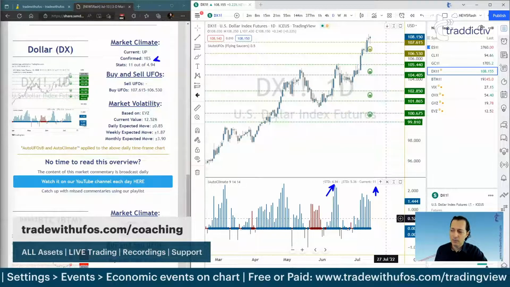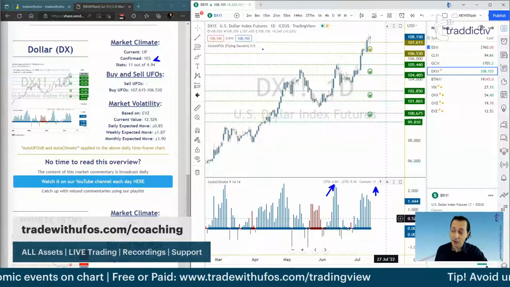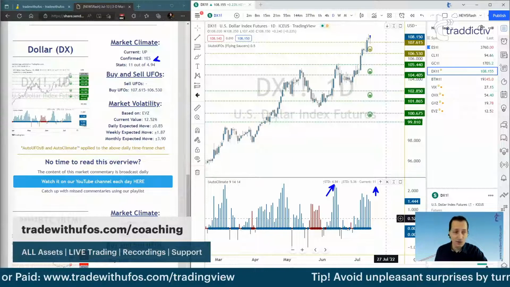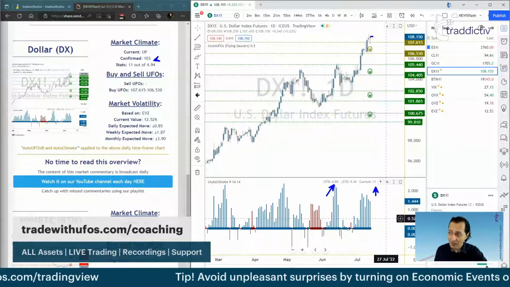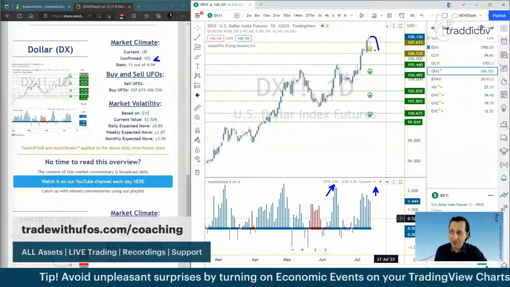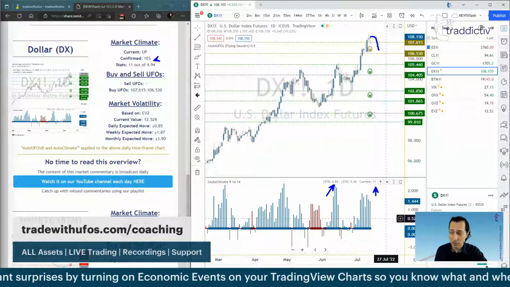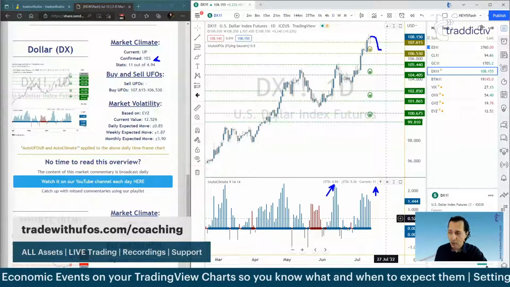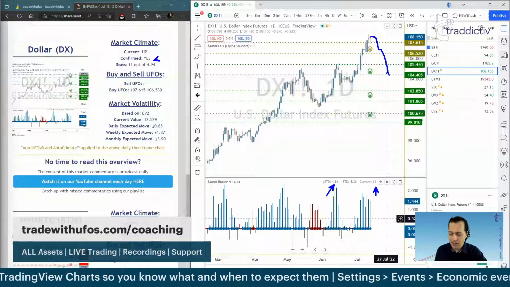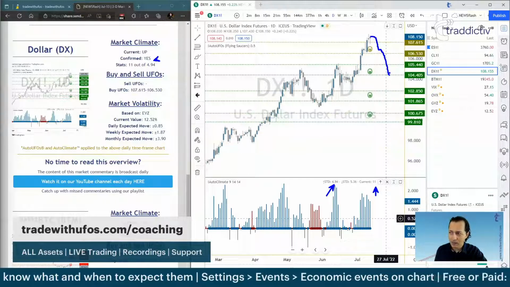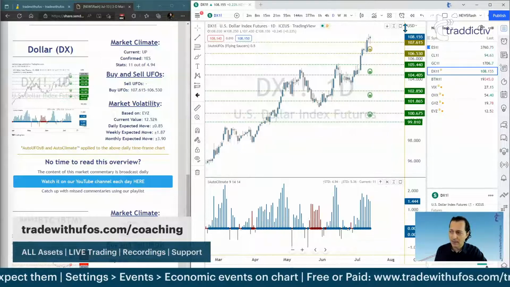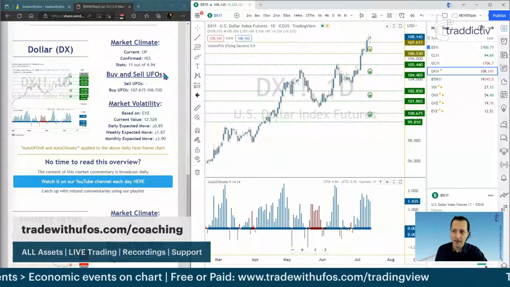So again, if the dollar ends up, after, let's say, a day or two or three, coming back down, I would say that given the fact that this UFO has changed color from green to olive green, probably we are going a bit lower to test the next UFO, and from there, I would say quite likely back higher.